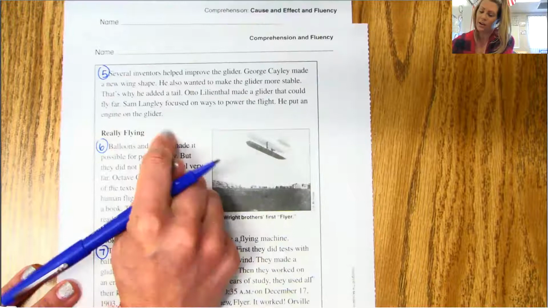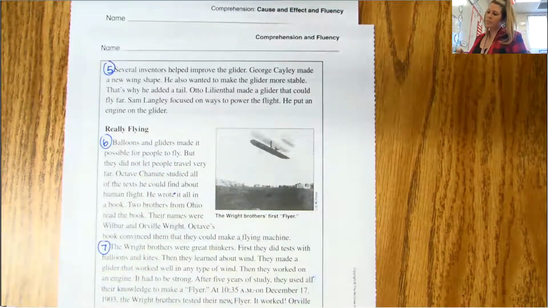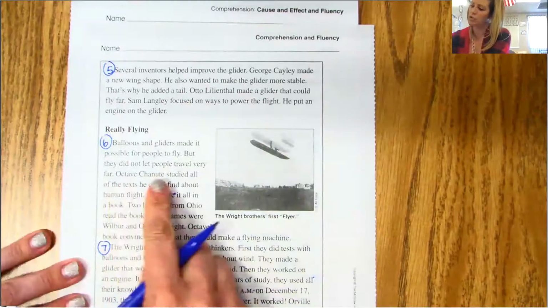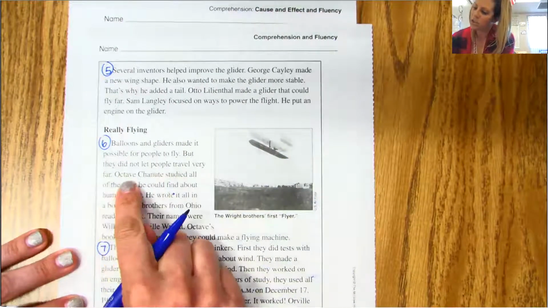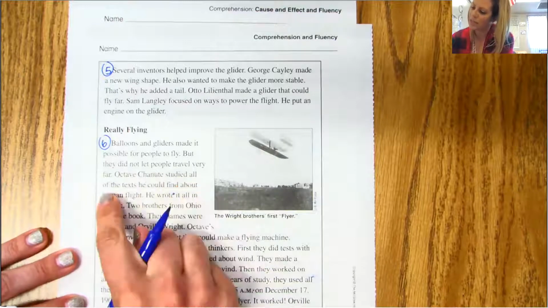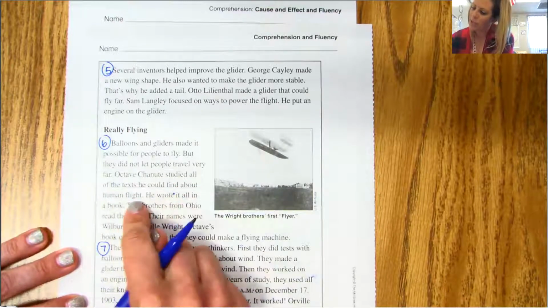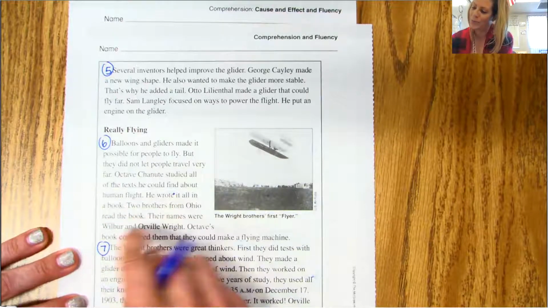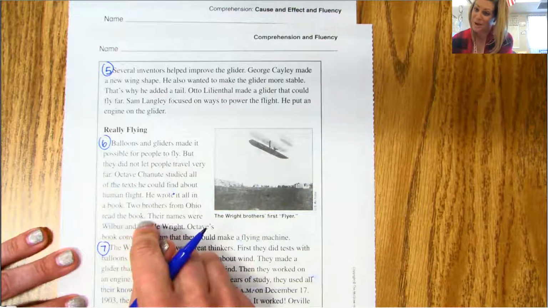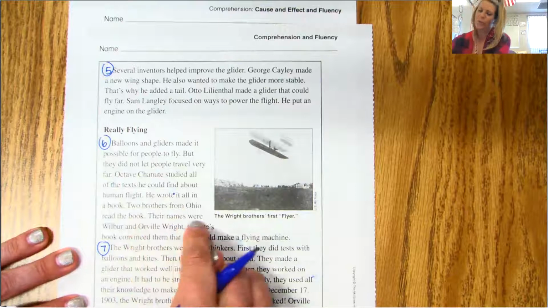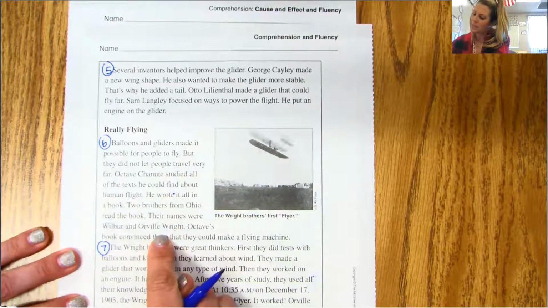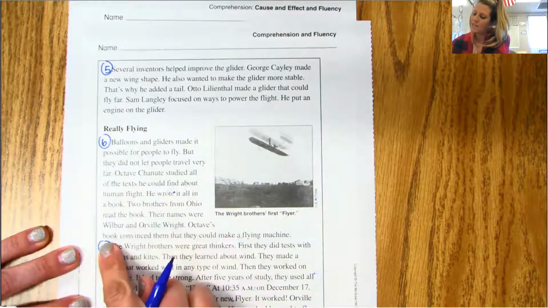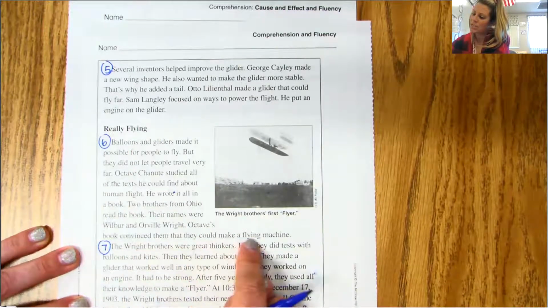Really flying, our last heading. Balloons and gliders made it possible for people to fly, but they did not let people travel very far. Octave Chanute studied all of the texts he could find about human flight. He wrote it all in a book. Two brothers from Ohio read the book. Oh, we read about those brothers. Do you remember their names? Their names were Wilbur and Orville Wright. Octave's book convinced them that they could make a flying machine.